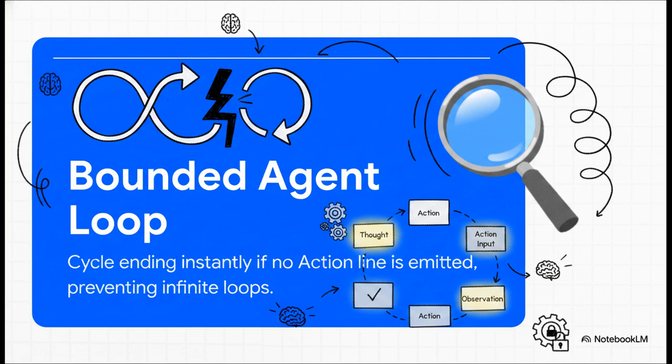So the fix here is so simple, but so powerful. If the model emits a reasoning step but fails to include an action line, the loop instantly breaks and treats that text as the final answer. It completely prevents that common production failure mode where a local model just burns its remaining loop budget and returns an empty response. You fail fast, and you actually return value.